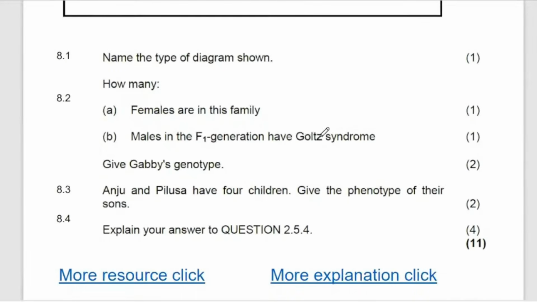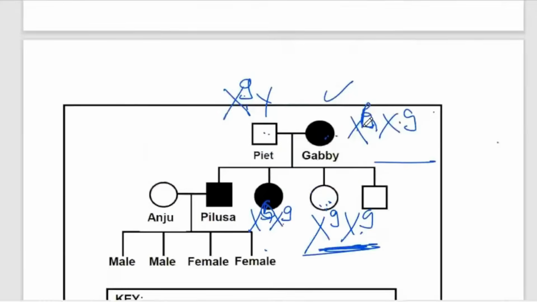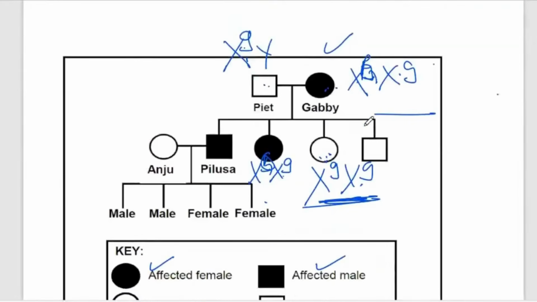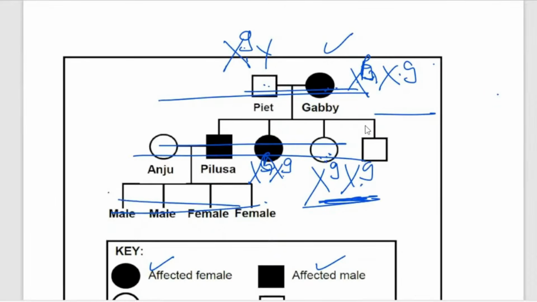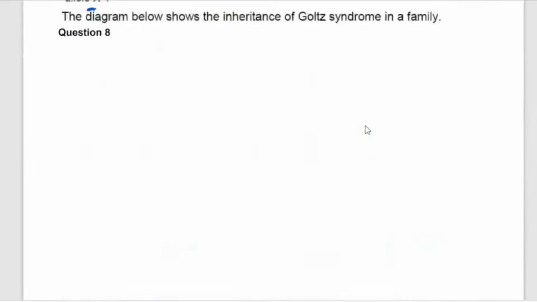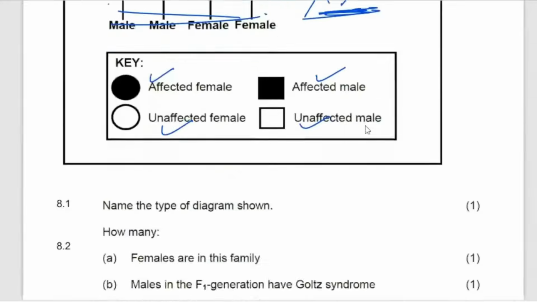How many males in generation 1 have the syndrome? Where is generation 1? The first generation. Remember, this is generation 3. They are looking for males in generation 1. So this is 1, 2, 3. They're talking about generation 1 with the disease. The answer is 0, because it's caused by a dominant allele.